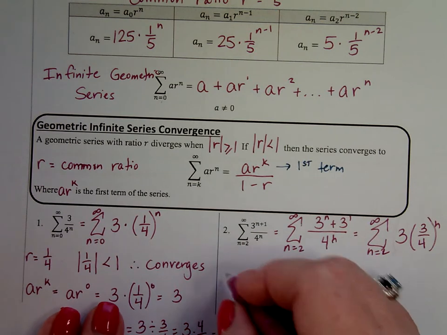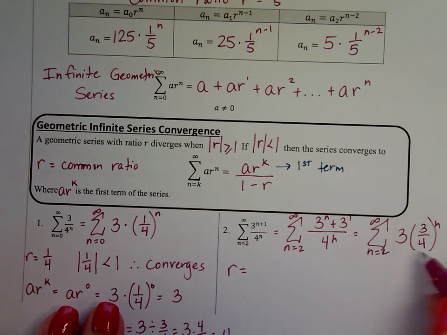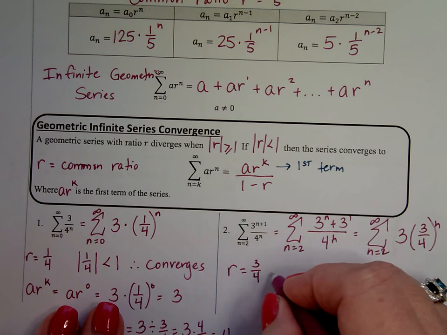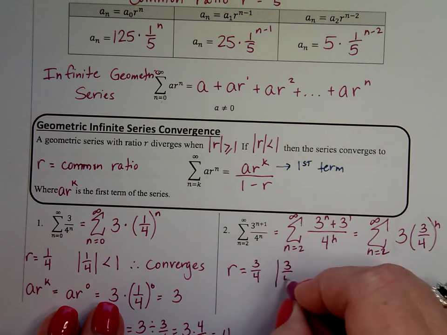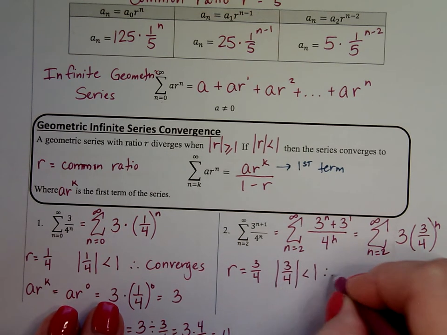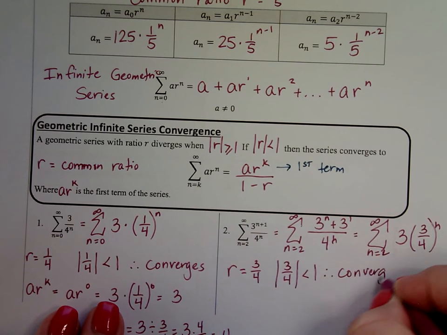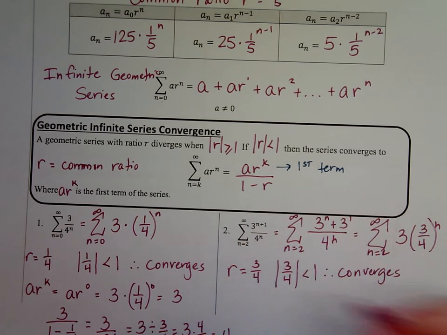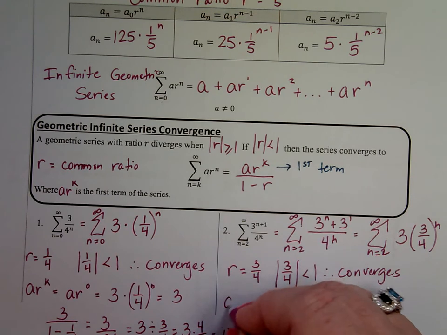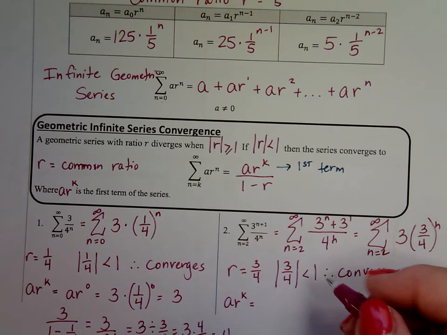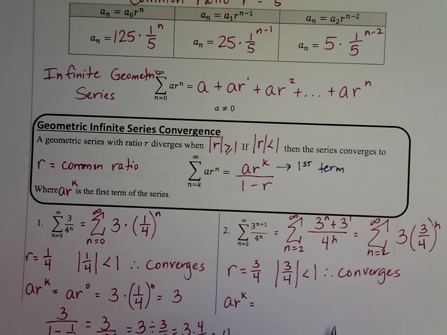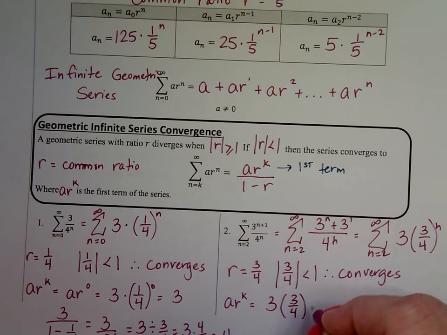Now I know that my r is 3/4, which means that the absolute value of 3/4 is less than 1, therefore it converges. I can use my sum to calculate the rest, and my ar to the k for this case is going to be, now watch what it starts with. This one starts at 2. So that's the number you have to put in for your k. My a is 3, my r is 3/4, and my k is 2.